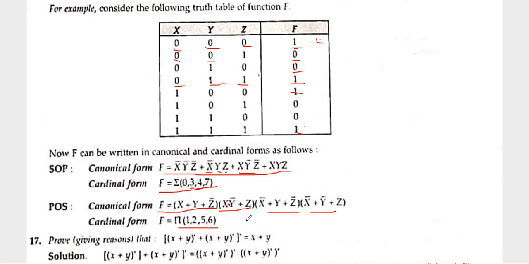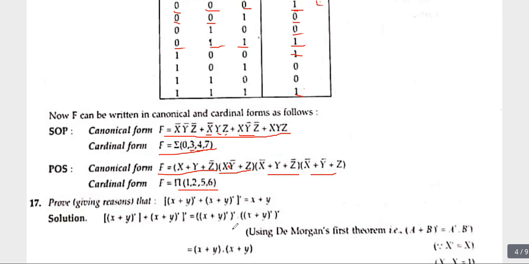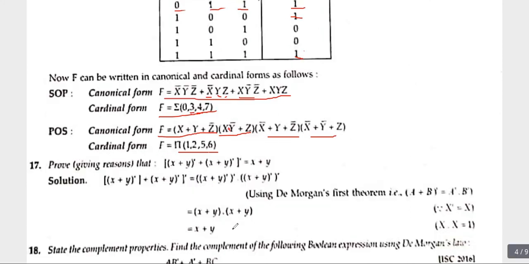you are also able to find out the respective cardinal form. Okay, so this is a very important thing. You have to take care of this thing: how to design the cardinal form and how to design the canonical form, and what is the difference between these two types of expressions.